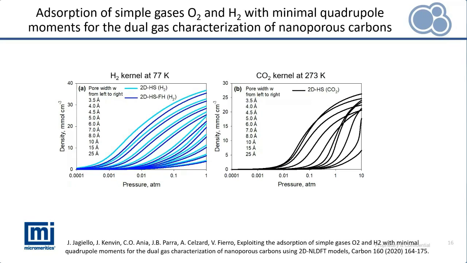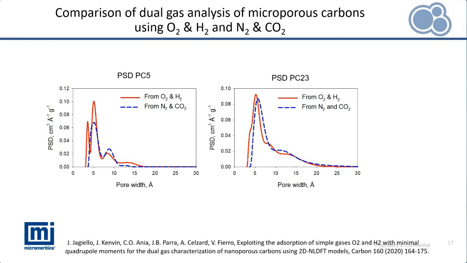Sensitivity of the hydrogen isotherms to the pore sizes is limited to about 10 angstrom, like in the case of CO2. Molecular diameter of hydrogen is about 3 angstrom, which is about half angstrom less than nitrogen. This makes a difference in the characterization of microporous carbons.